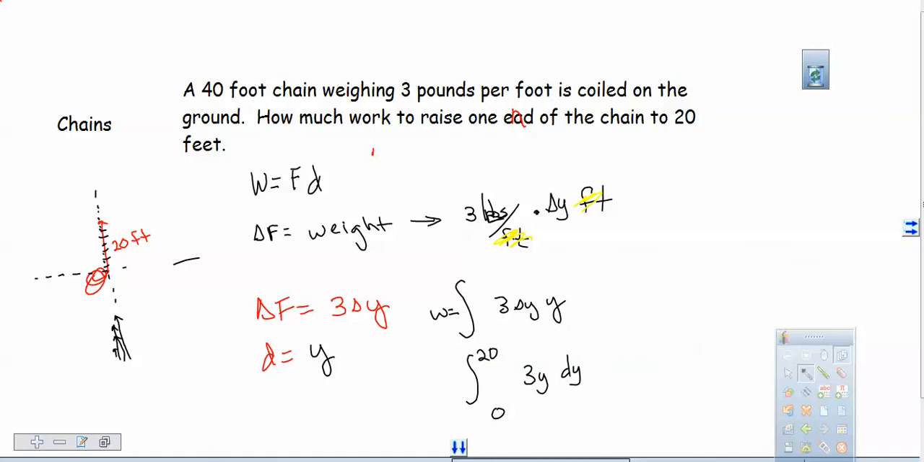Alright, so the next problem that we want to look at is Boyle's Law.